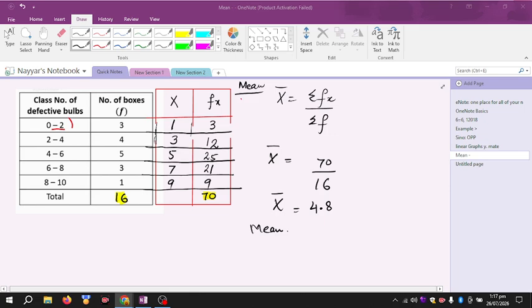Okay, so we can just simply round off to 4.38.